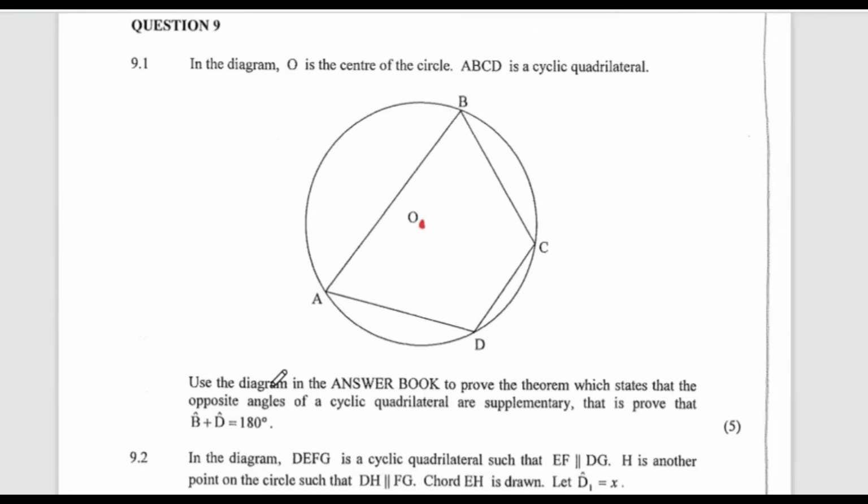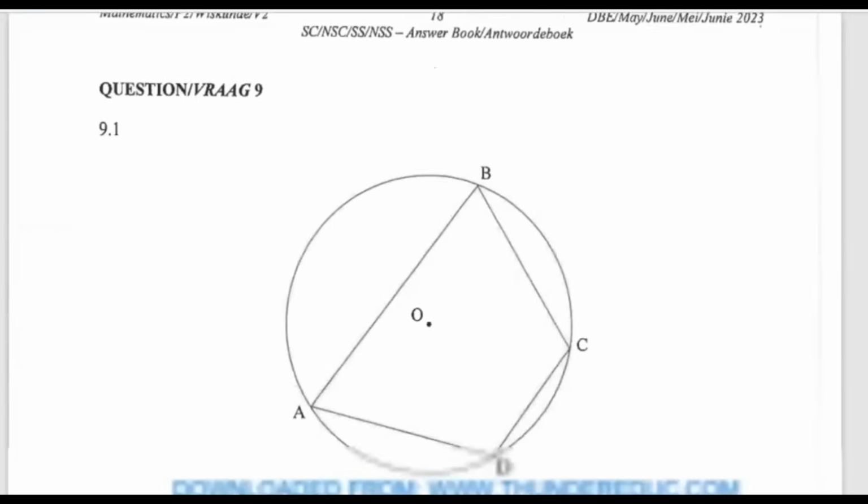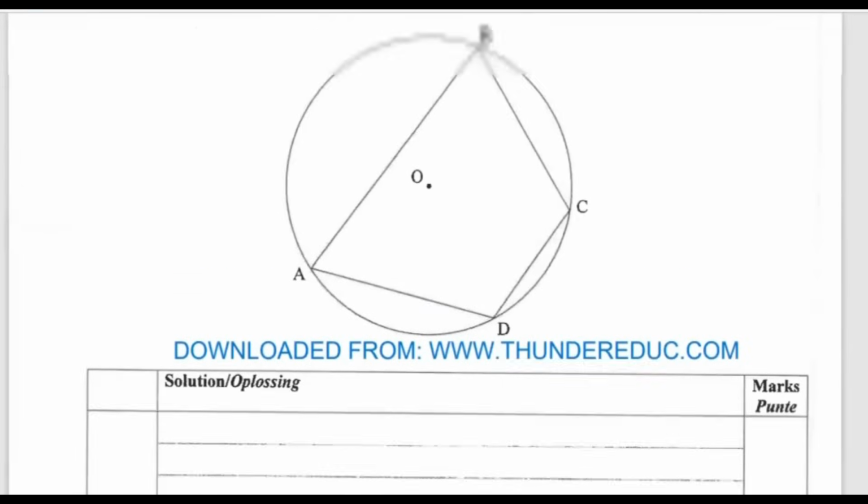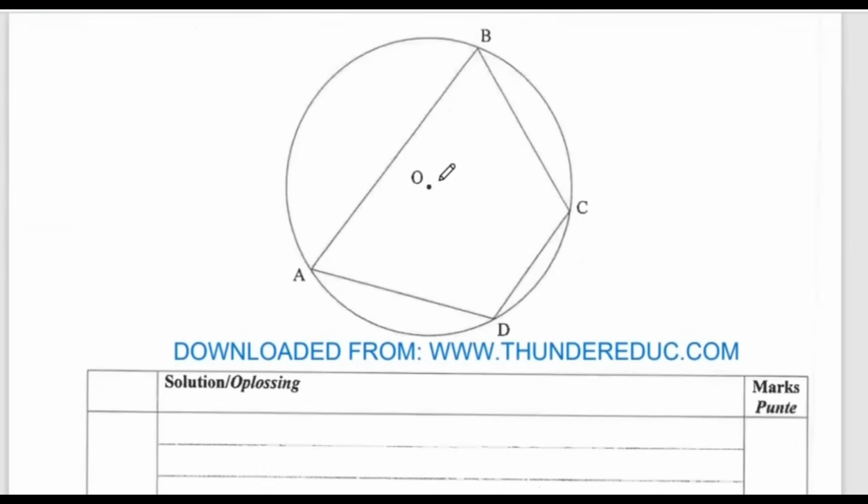This is our center. Can we use the answer book to prove this theorem that the opposite angles B and D are supplementary? It's okay, you can use this. In most cases, there is a construction that is needed. If I'm proving B and D, my construction is to extend a line to O, then extend that. I can call the top part 1 and the bottom part 2.